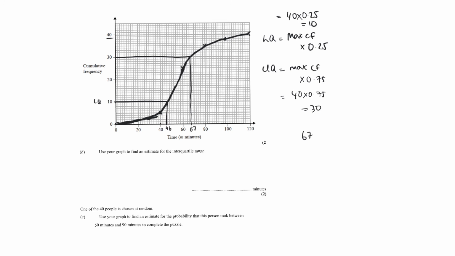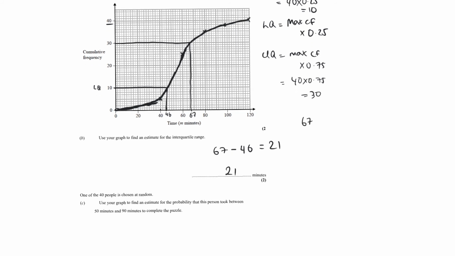Okay. So then to work out the interquartile range, you're going to do 67, take away 46, and that should leave you with an answer of 21.